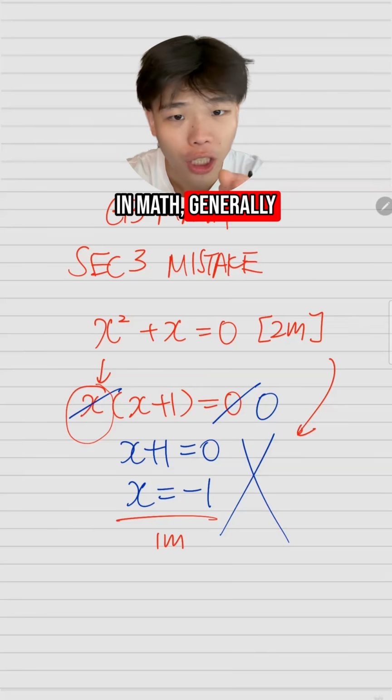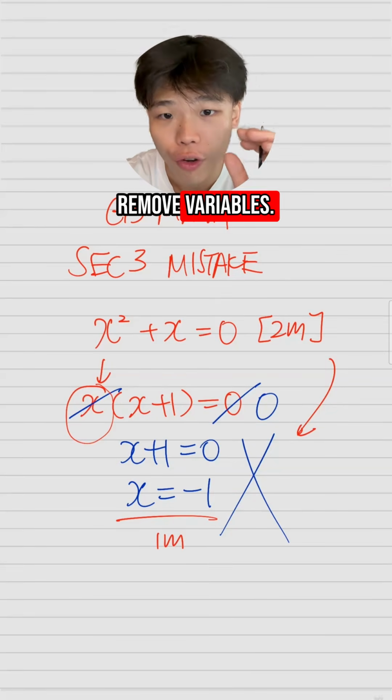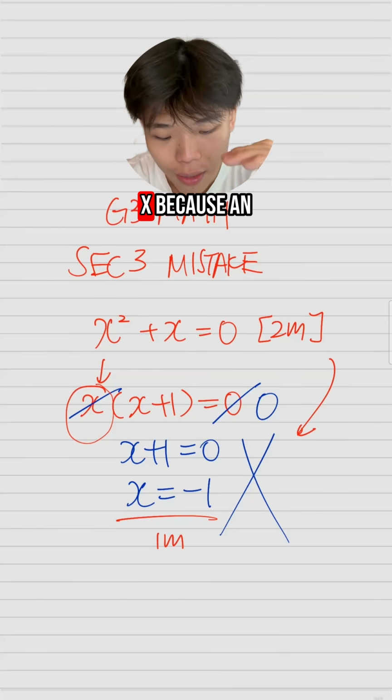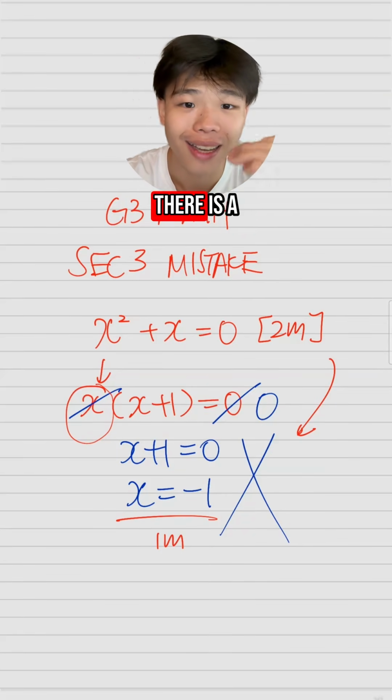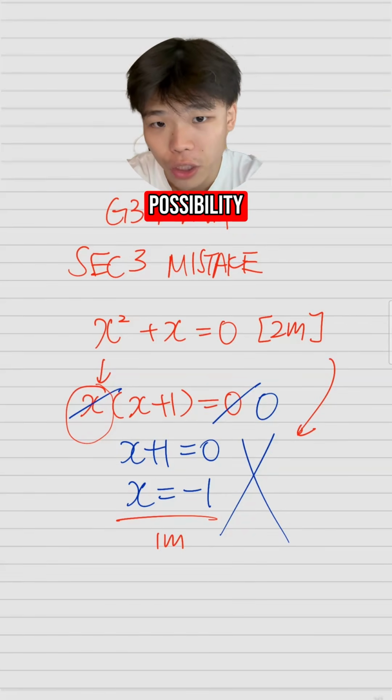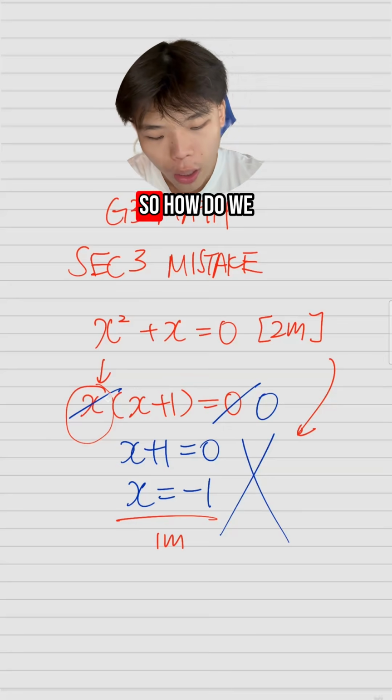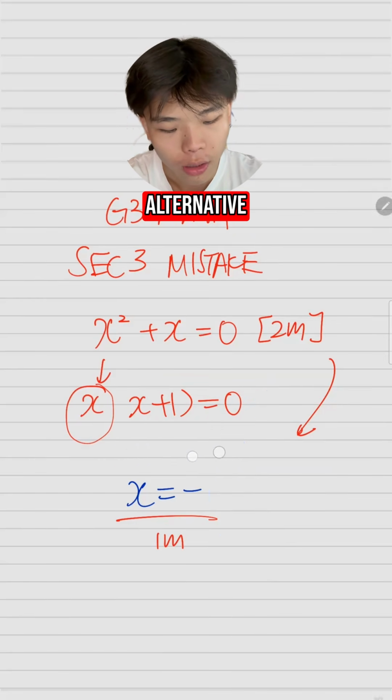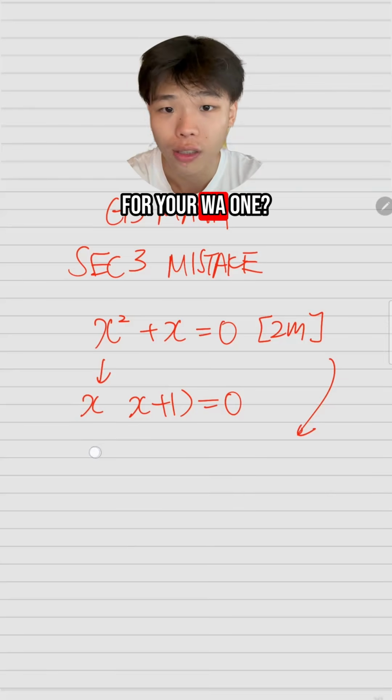In math, generally speaking, we don't remove variables. We don't remove x because an x means that there is a solution, right? There's a possibility of a solution being there. So how do we approach it? What's the alternative approach that you should be taking for your WA1?